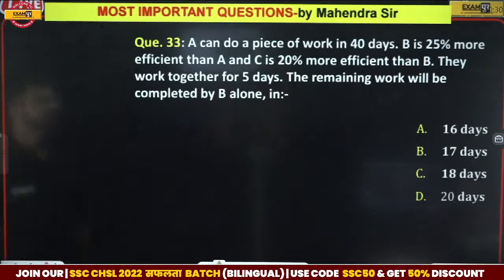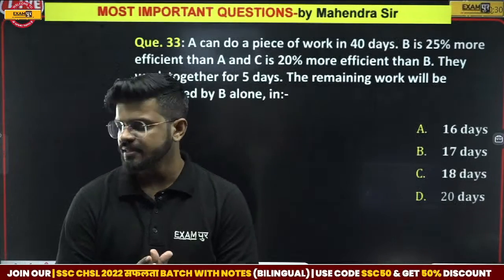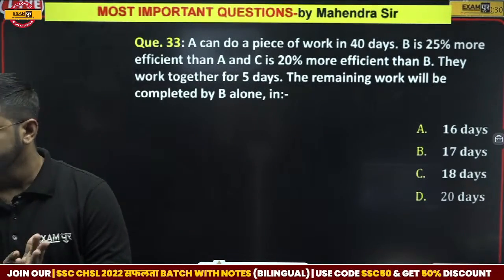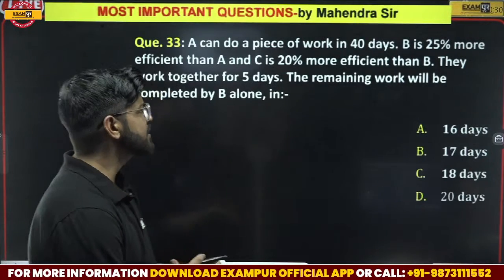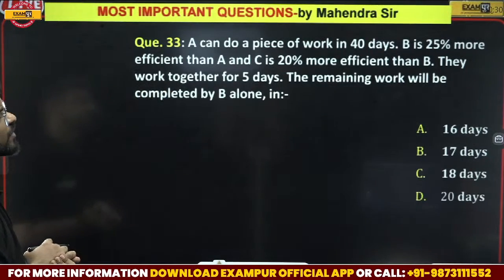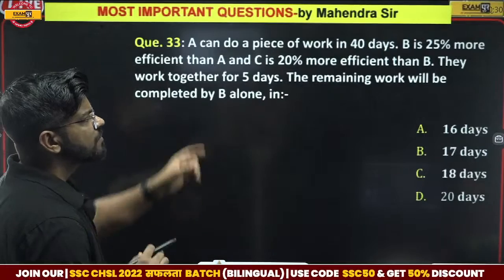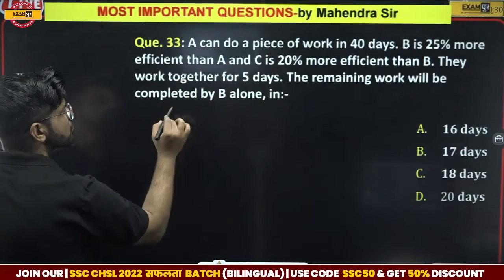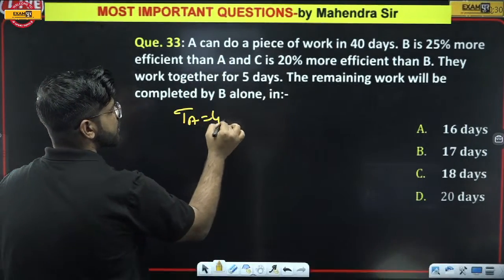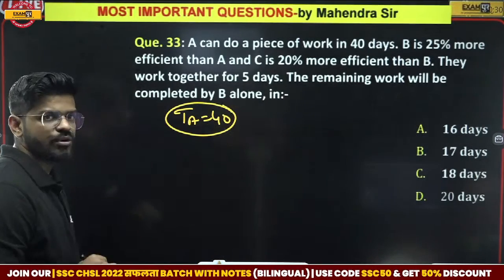Now tell me the answer for this question. Question number 33 is in front of you. A can do a piece of work in 40 days. So TA is equal to 40 here.